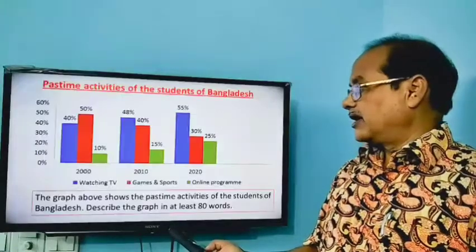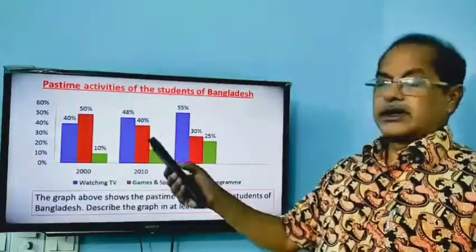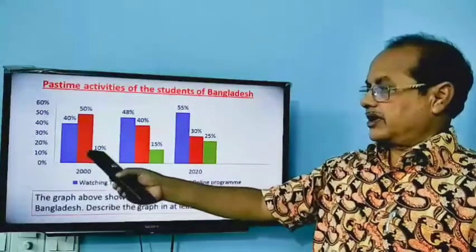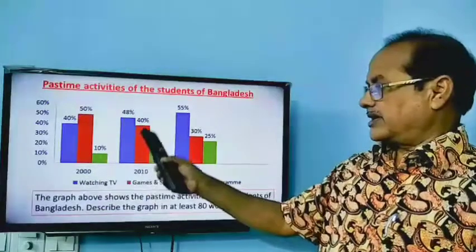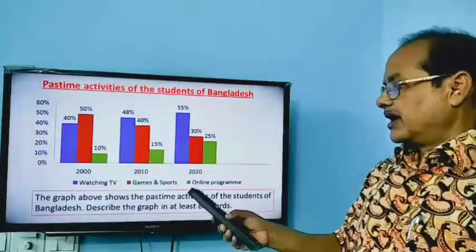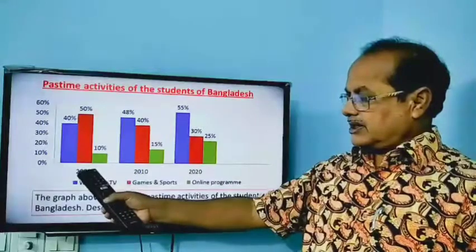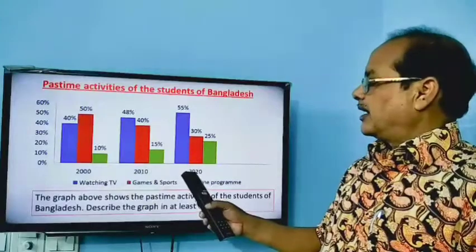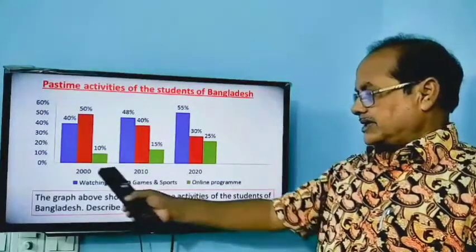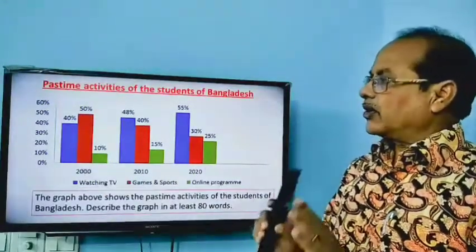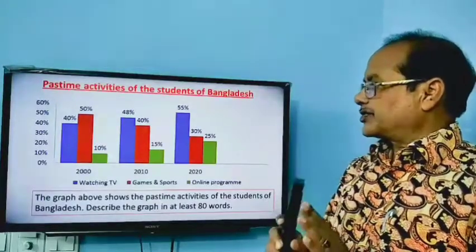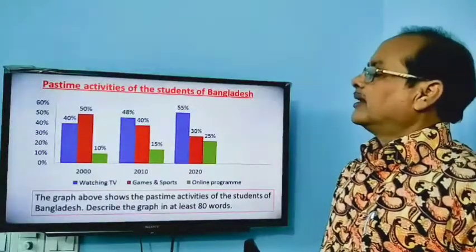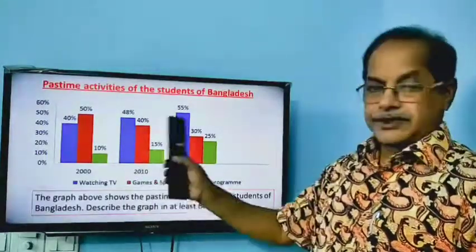Let us go to the graph. You see, here is a graph. Which graph is it? It is called a bar graph chart, that is a column graph chart. There are three columns and another three columns and another three columns. That is, the survey has been taken in 3 consecutive years, that is 2000, 2010 and 2020. In these 3 years a survey was taken on how the students of Bangladesh pass their leisure time, and according to that the graph has been drawn.